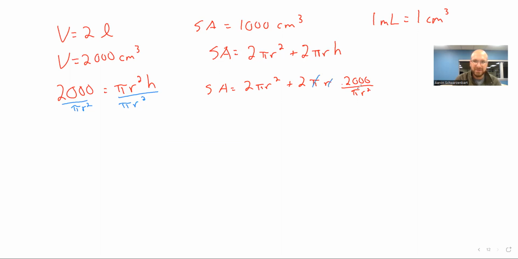I can cancel pi with pi and one of the r's. And I have to enter it with an x. 2 times 2,000 is also 4,000 over x. So that's what I'm going to put in the calculator. And then on the other side, it's y1. Y2, I'm going to make it 1,000.